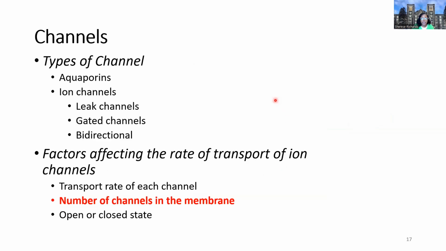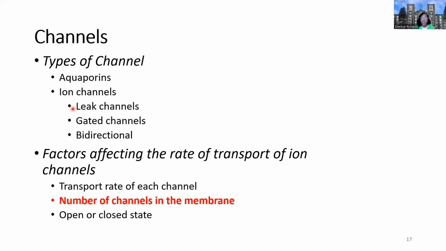Some examples of channels are aquaporins. Aquaporins allow water to go through the membrane. So some amount of water can move through by osmosis or just basically diffusion. The majority of water movement through our membranes is going to be via aquaporin channels. Other types of channels are ion channels. So remember we said that the charged particles like sodium, potassium cannot go through the membrane. So the ions need to move through these channels.